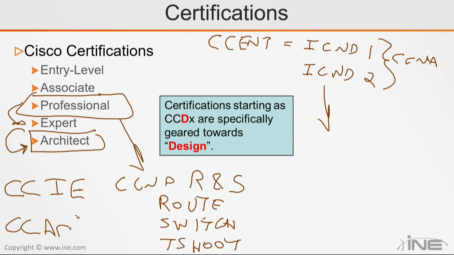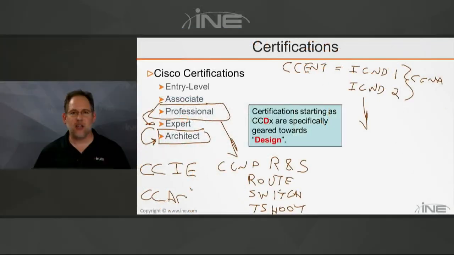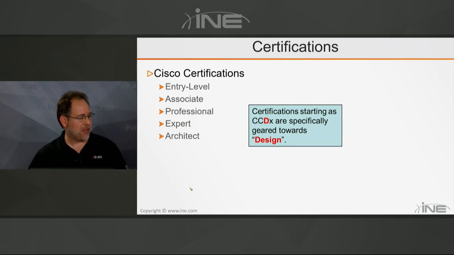To get a CCAR, you have to have demonstrated experience, like a certain level of years of experience. You have to submit like a thesis or something. You have to stand in front of a panel and answer a whole bunch of questions. It's like getting a doctorate. And then it costs something like $15,000 to get that.